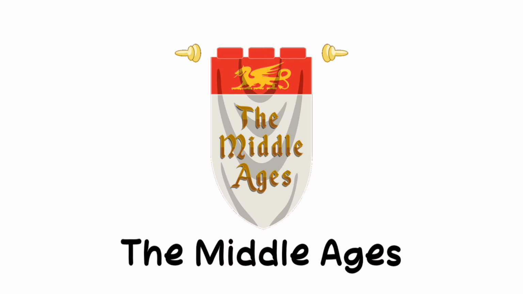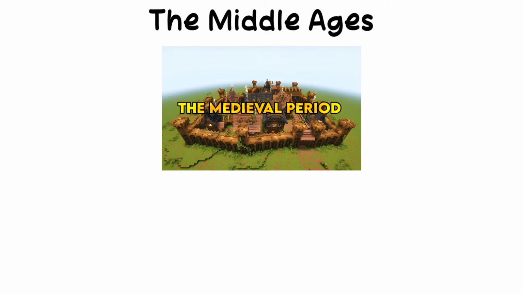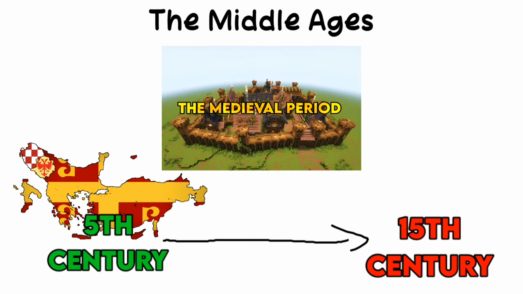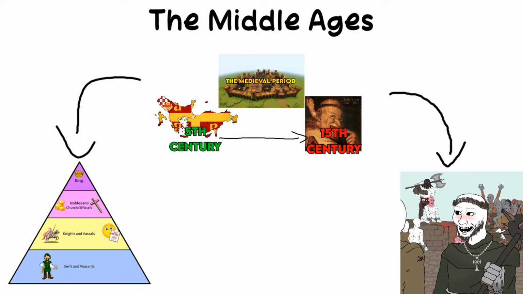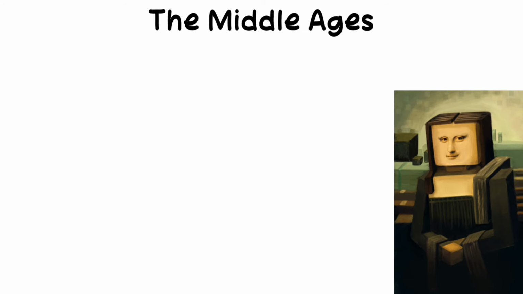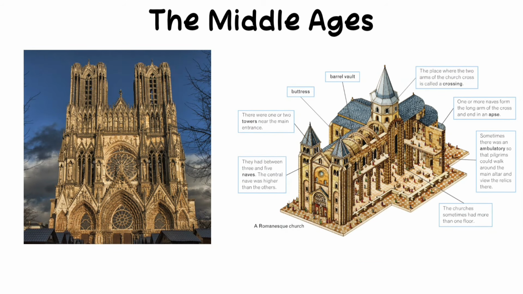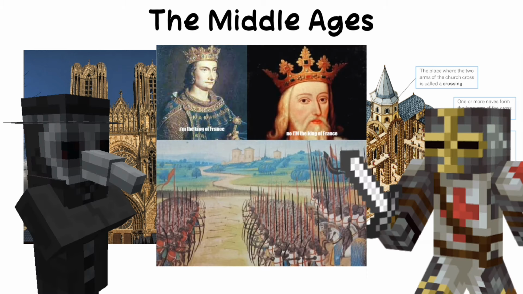The Middle Ages. The Middle Ages, also known as the medieval period, lasted roughly from the 5th to the late 15th century, spanning from the fall of the Western Roman Empire to the beginning of the Renaissance. This era was characterized by feudalism, the rise of the Catholic Church, and the spread of Christianity. It saw significant developments in art, architecture, and literature, including the Romanesque and Gothic styles. The period also witnessed important events such as the Crusades, the Black Death, and the 100 Years' War.